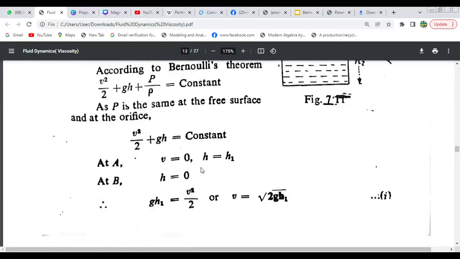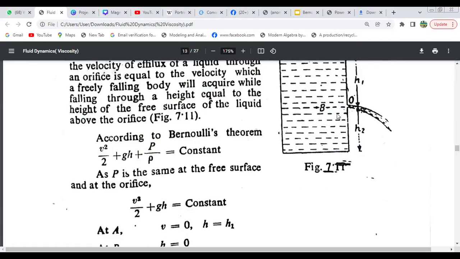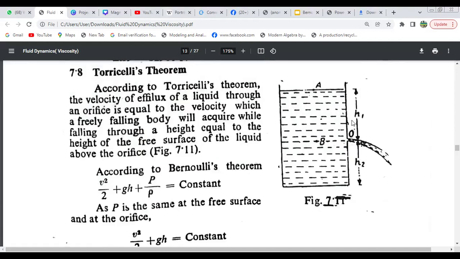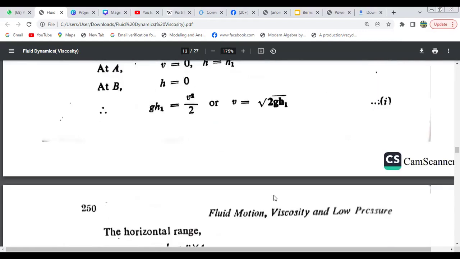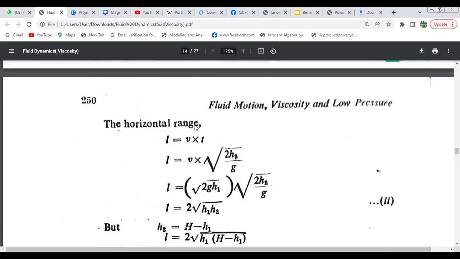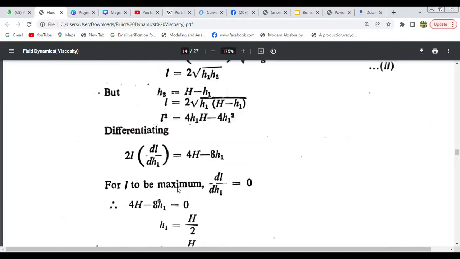At A, v equals 0, as velocity will be 0 at steady state. So z1 equals v square by 2g, or v equals root of 2g z1. The horizontal range L equals v times t, distance equals velocity multiplied by time. So L equals v times root over 2 z2 by g. Just putting the values, we get the required answer.